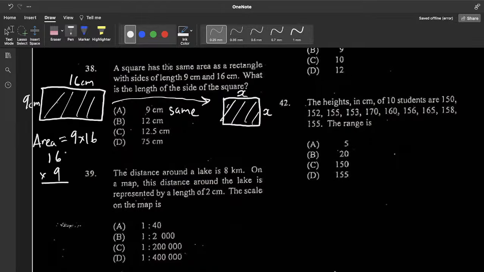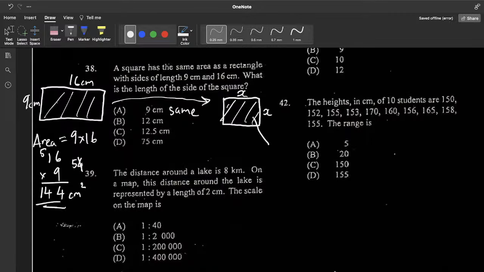So, 9 times 6, 54. We cross off the 4, put the 4 here, bring the 5 over. 1 times 9 is 9. 9 plus 5 is 14, so we get 144. So the area of this is 144 centimeters squared.